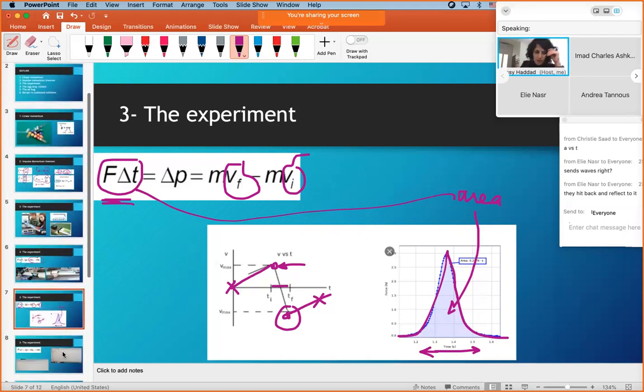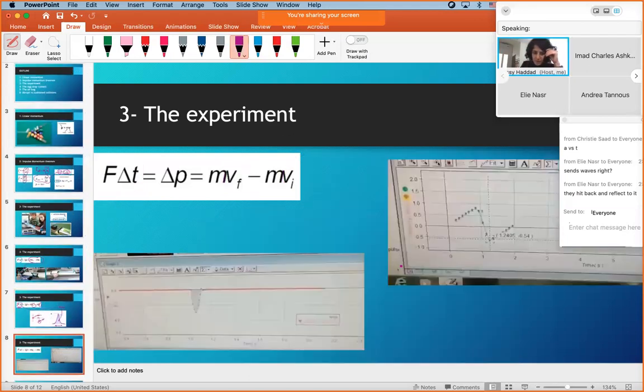All right, so now let me show you the real graphs. This is my v-t graph. You see it's an increase, then you have a collision, then you have a decrease in speed. You can see the coordinates of the point. This is the time, and this is the velocity. Yes, the velocity is negative.